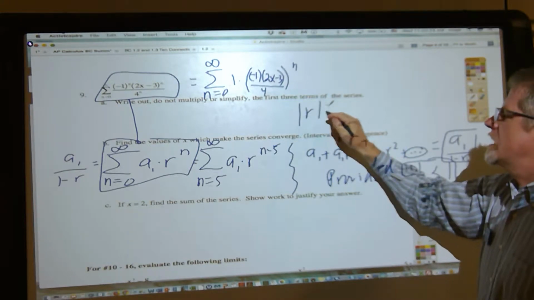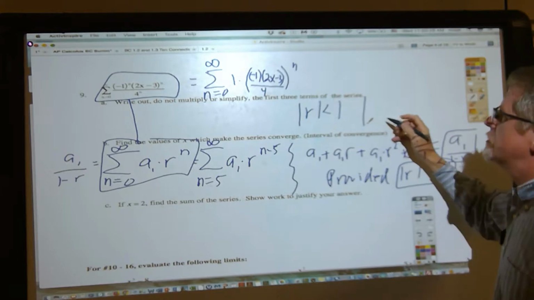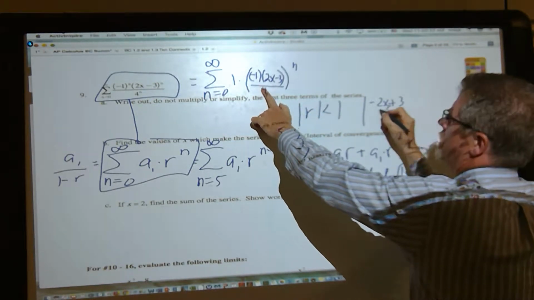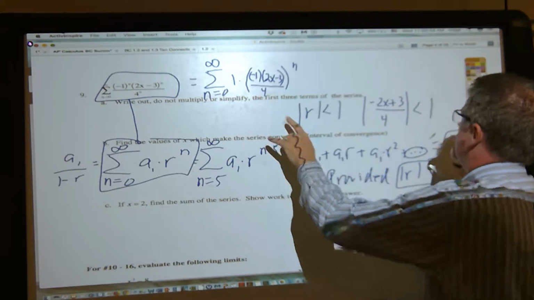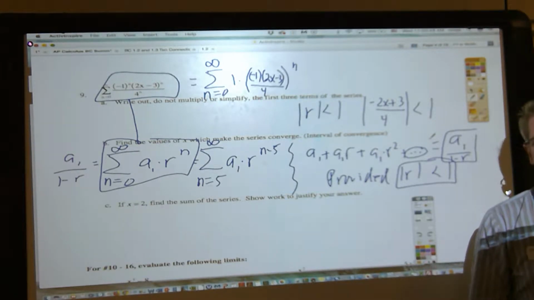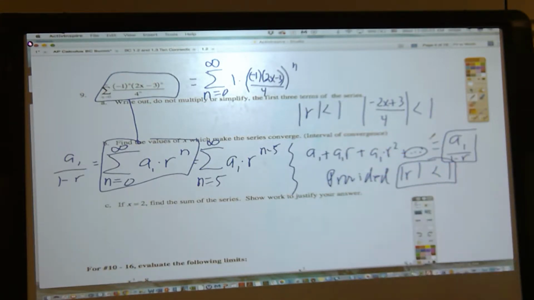The absolute value of r has got to be less than 1 is your starting point. And then your second step would be to replace r with negative 2x plus 3 over 4. That absolute value has to be less than 1, and then go through and solve for x. Your answer will be an interval. It will be called the interval of convergence, the interval of x values that cause the series to converge. So that's what I have to say about 9b, okay?